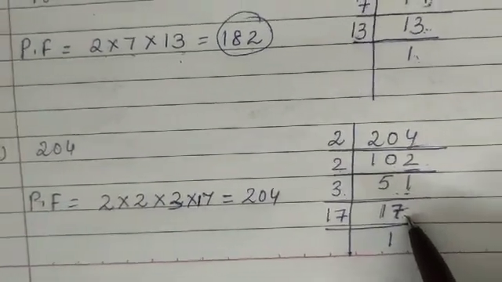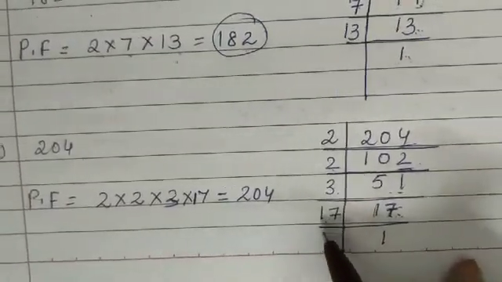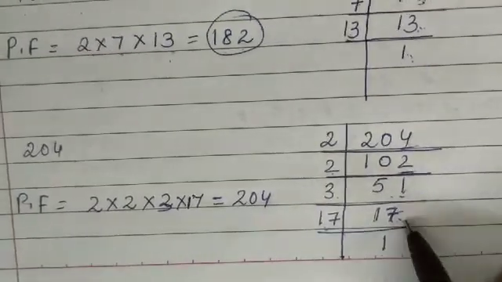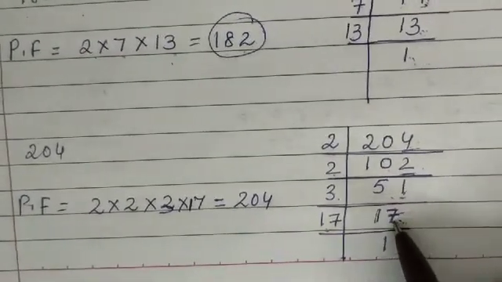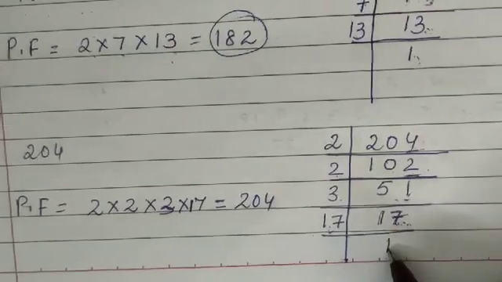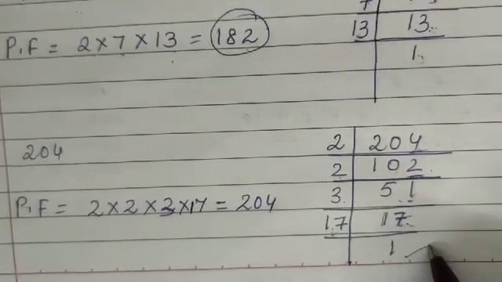So it is divisible by only itself. Okay. So 17 1s are 17. 17 is a prime number. We got 1 here. This is over.